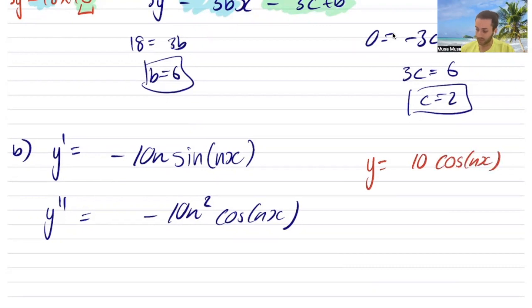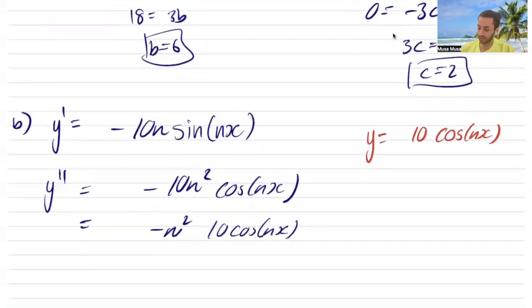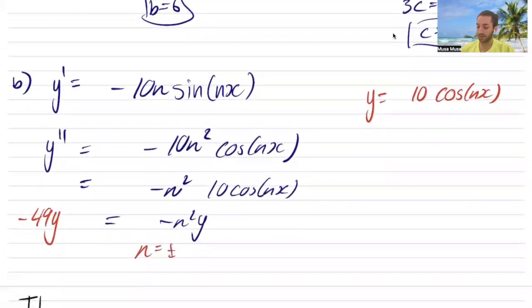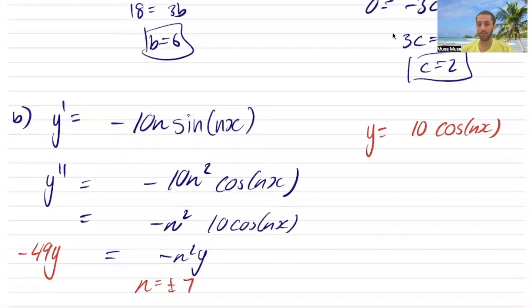So if we just rewrite this a bit differently, let's write this as minus n squared times 10 cos nx. And this becomes minus n squared y. Now you can compare this with the minus 49y and say, oh, clearly n equals plus or minus 7. Not bad, right? Not bad.